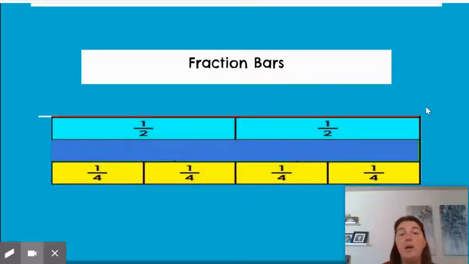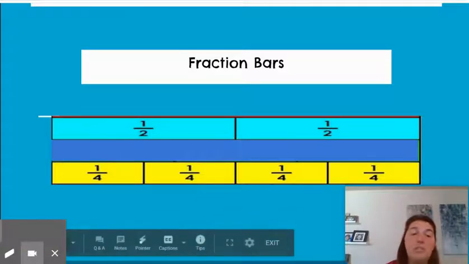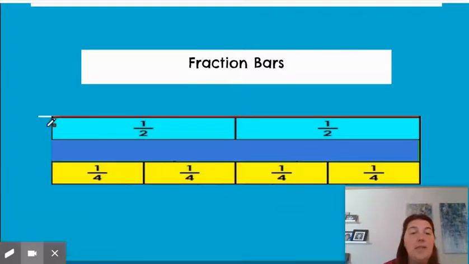Another way that we can check our fractions to see if they're equivalent is they may give you a fraction bar. And I can see that right here, these two fraction bars line up. So I can see that 1/2 is equal to 2/4. 1/2 is equal or equivalent to 2/4. And I can see that because they line up and those pieces fill up to the same spot.